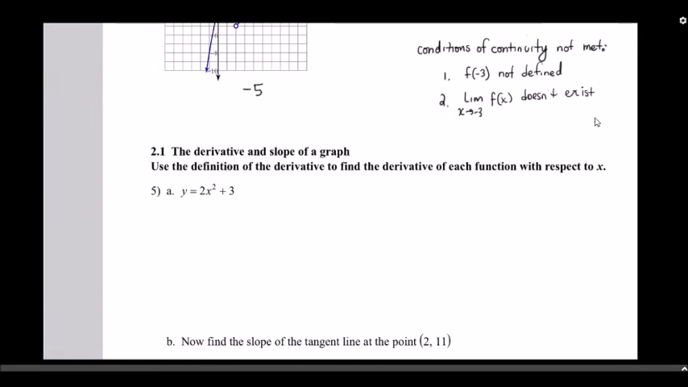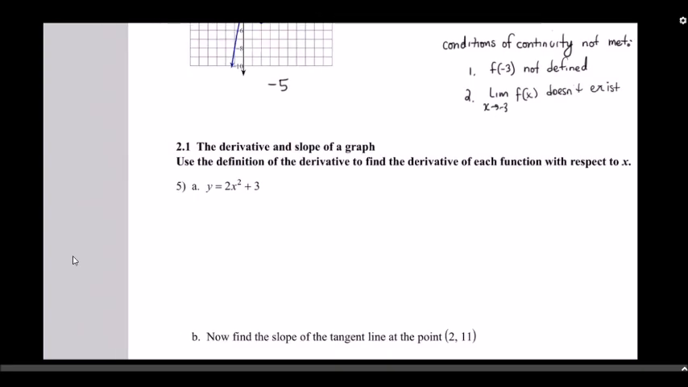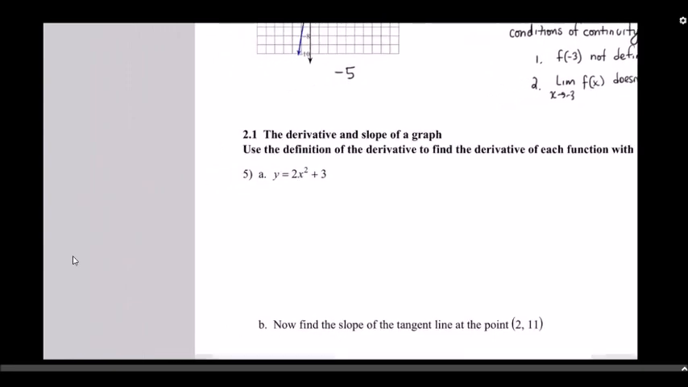Okay, question 5 is the first section of chapter 2. Section 2.1 is where we discussed and determined what a derivative is and how it's used. One way it's used is to find the slope of the tangent line at a particular point, but we had to use the definition of the derivative, which involved finding a limit of the slope of a secant line as delta x approaches 0. That's the limit definition, or the definition of the derivative.